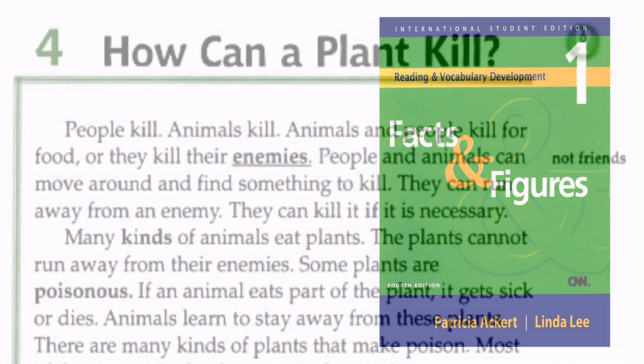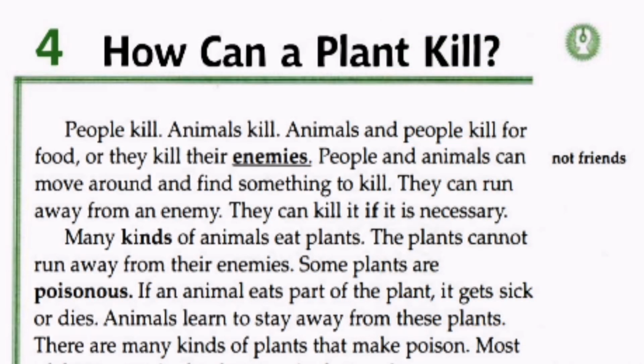How can a plant kill? Animals and people kill for food, or they kill their enemies. People and animals can move around and find something to kill. They can run away from an enemy. They can kill it if it is necessary.